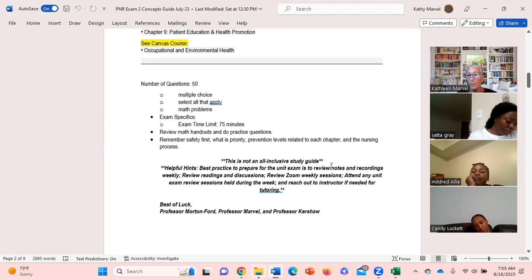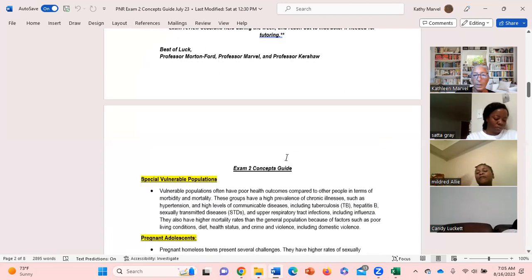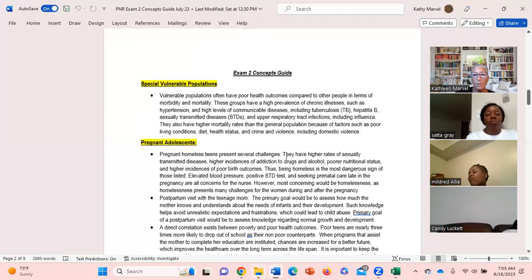Obviously, this is not an all-inclusive study guide or concept guide. It was put together from your notes, from lecture, from your readings, from the Canvas readings, from your homework, your case studies. So I used a lot of different resources to put the guide together. So I'm not going to go through every line of this. I'm just going to do an overview of this.